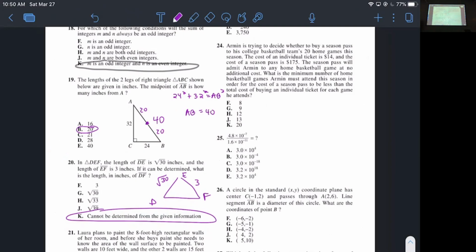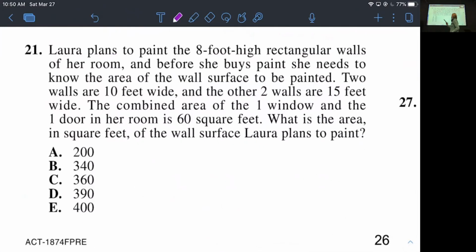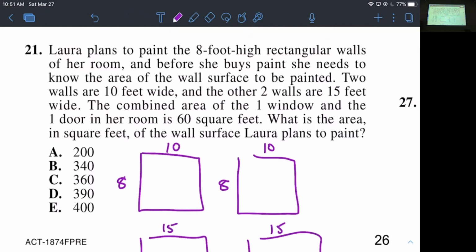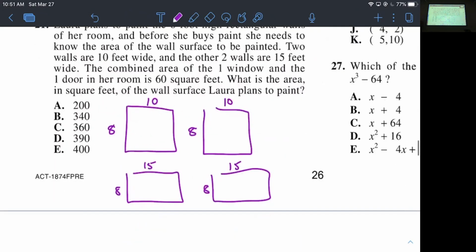All right, 21. Laura plans to paint the 8-foot-high rectangular wall in her room. And before she buys paint, she needs to know the area of the wall surface to be painted. 2 walls are 10 feet wide. So she has an 8 by a 10 and an 8 by a 10. And the other 2 walls are 15 feet wide. So she has an 8 by a 15 and an 8 by a 15. Those are her walls in her room. Are those okay?